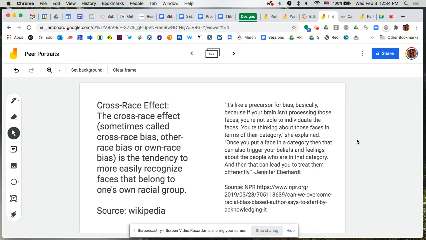So let me just share a little bit of detail with you in relation to what cross-race effect is and how that affects the way we think about people, and then we'll jump into how you can set up this activity for your students. So as you see on the screen, I've got a definition here on the left-hand side. Cross-race effect is basically the idea that as a person of a certain race, you're more likely to be able to identify individual traits and individuals within that same race.